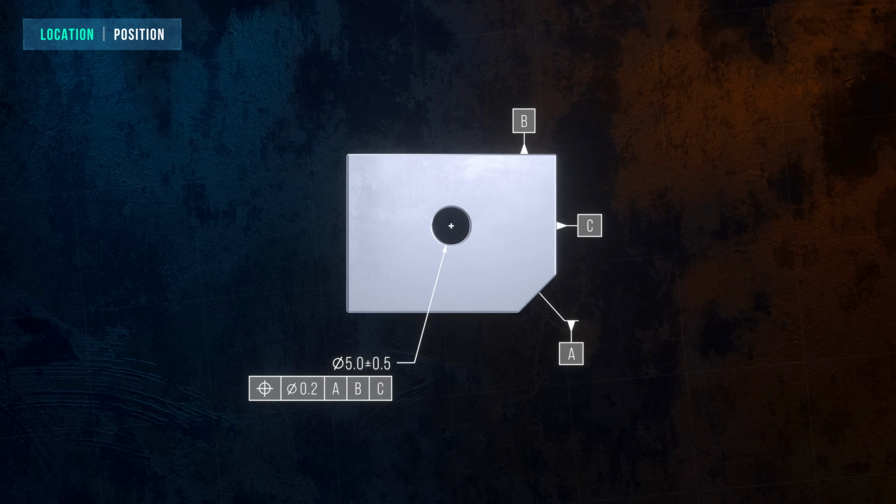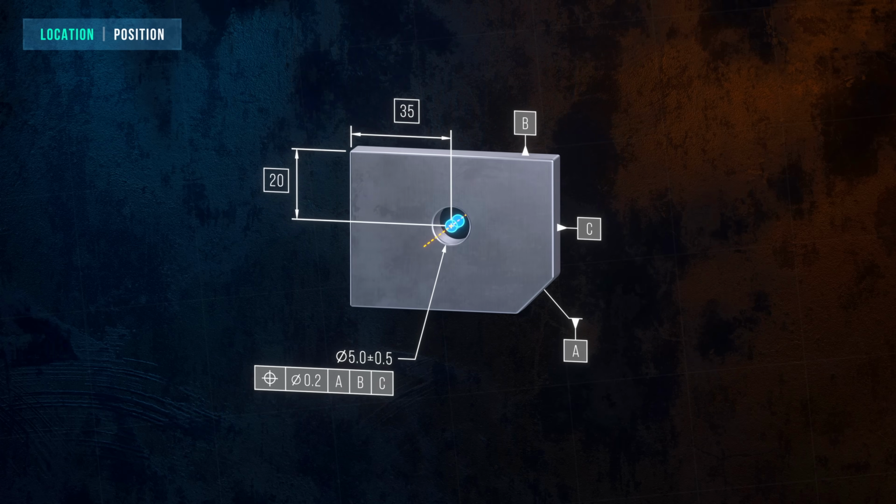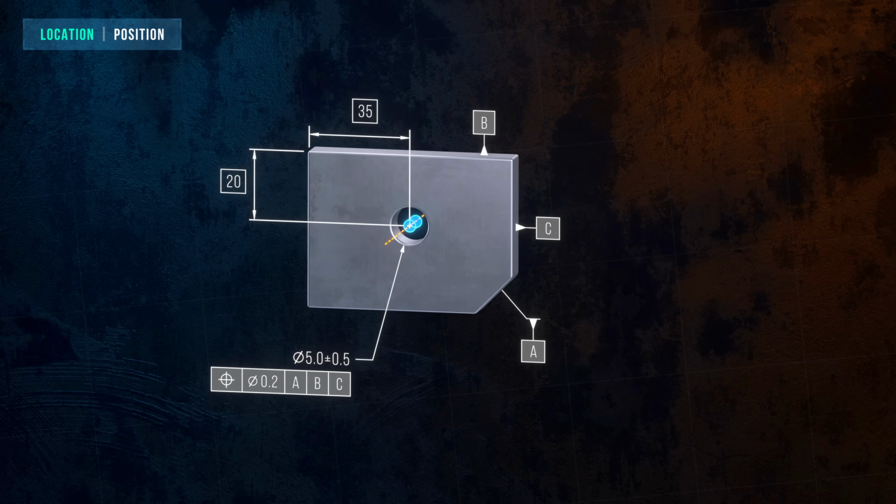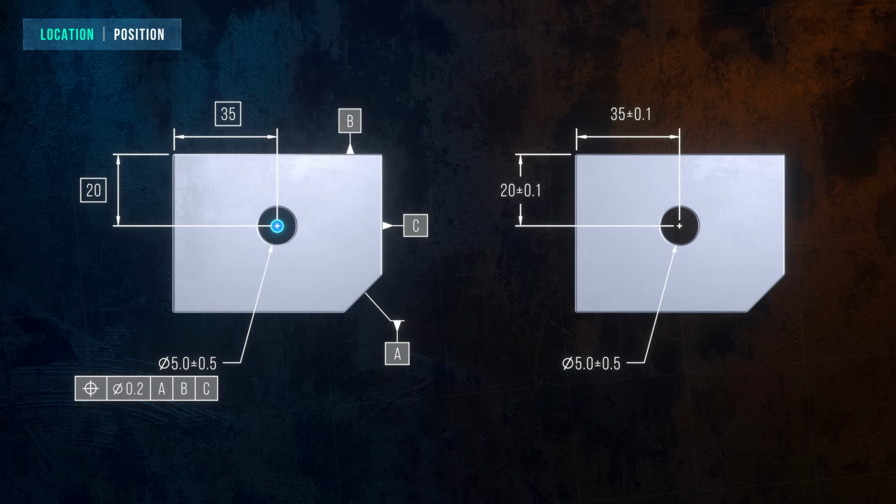The theoretically exact position of the feature, called the true position, is defined using basic dimensions, which are enclosed in a box to show that normal dimensional tolerances don't apply to them. The position tolerance establishes a cylindrical tolerance zone around the true position. To be acceptable, the axis of the hole must be contained within the tolerance zone. The position of a hole can obviously be defined using dimensional plus and minus tolerances, so you might be wondering why the geometric tolerance approach is any better.